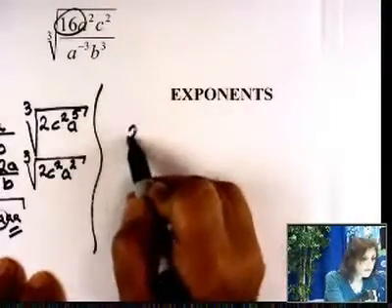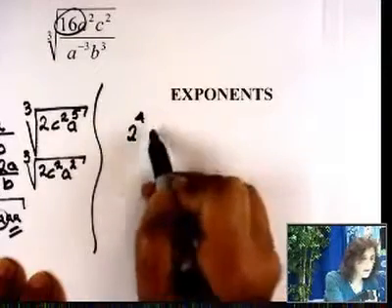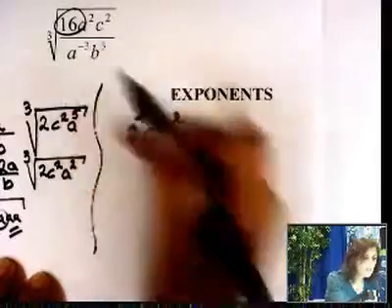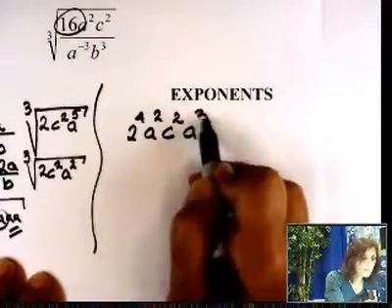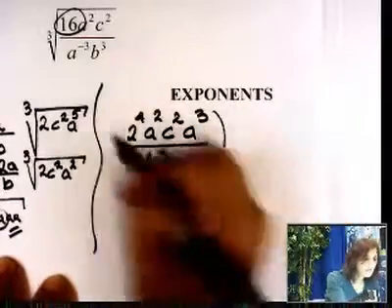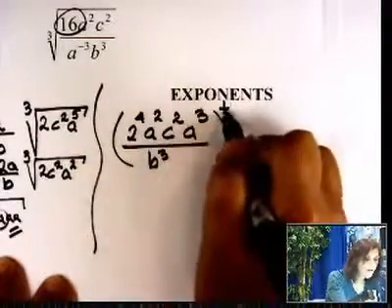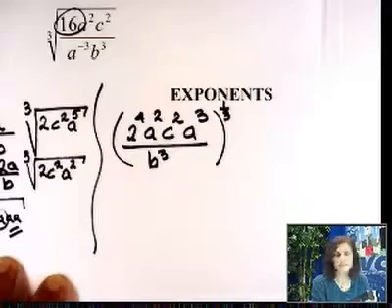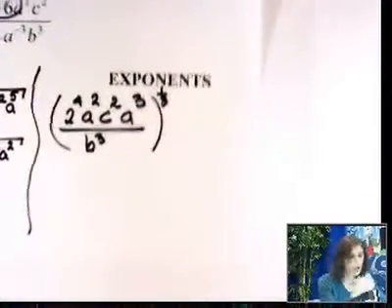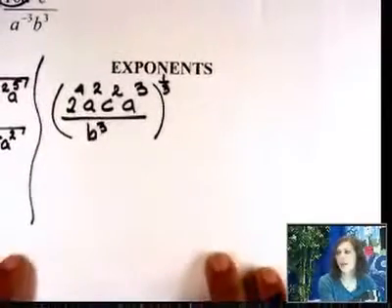16 is 2 to the 4th. I have a to the 2nd, c to the 2nd. I'll move that a up. And you have b to the cube. And guess what? I'm supposed to take 1/3. Okay, let's look how that works. I'm going to go and pretty much work that in.